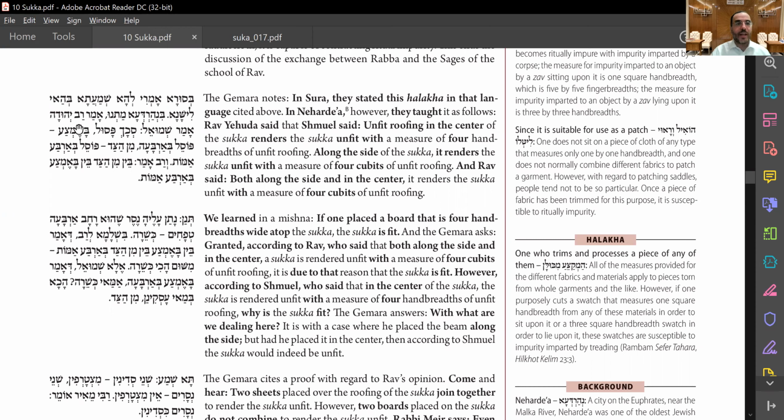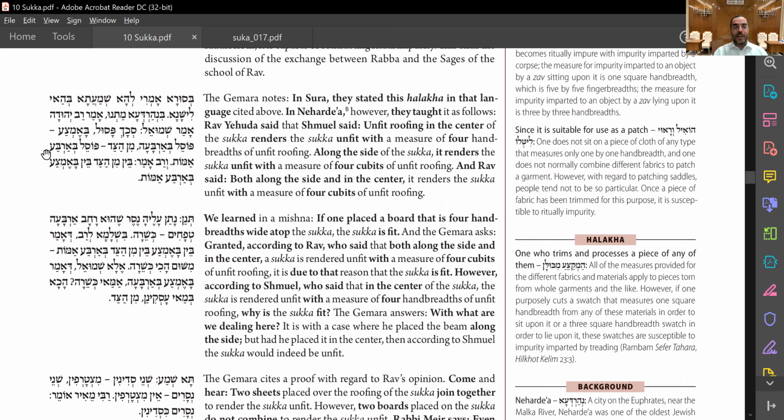All right, so here's what they say. Amar Rav Yehuda amar Shmuel: sechach pasul be'emtsa posel ba'arba'a, min hasad posel ba'arba amot. V'Rav amar: ben min hasad ben ba'emtsa, arba amot. So Shmuel says if it's sechach pasul and in the middle, arba'a is zachar, so that refers to tefachim, that's 4 tefachim. If it's on the side, then arba, that's nekeva, amot, then 4 amot. So that's the halacha. That's what the students of Rav said in Sura.